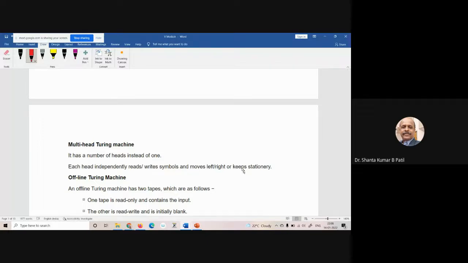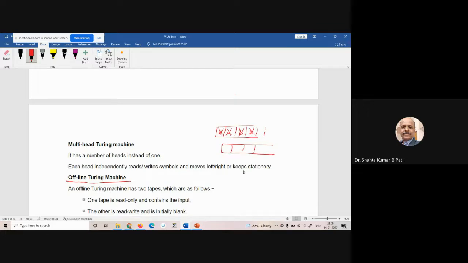Next one is the multi-head Turing machine. Before covering the multi-head Turing machine, let me cover the offline Turing machine. In the offline Turing machine, what happens? Any changes happening are not made in the input tape. For example, if you have symbols like this, A, A, B, B. In the normal Turing machine, what happens? The changes happen on the same tape. A is replaced by X, B is replaced by Y; this A is replaced by X, this B is replaced by Y. In the case of the offline Turing machine, what happens? This input tape is not at all disturbed.